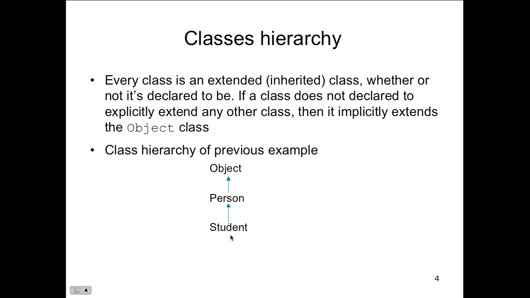So object is a person, is a student. So technically, we actually have 3 objects, not 2. When we create a student, we actually have a person and an object. You will see object being used as passing the object through a method call.